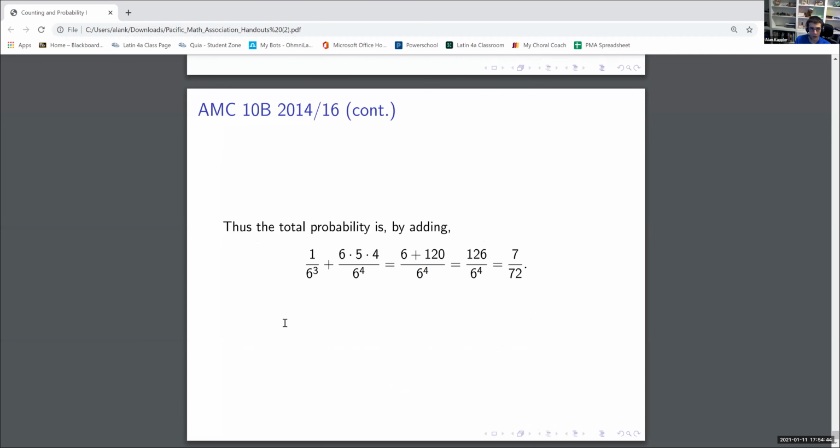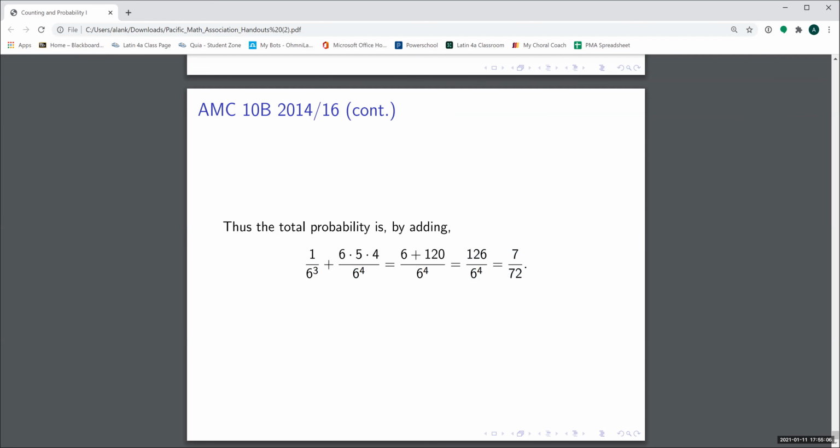So we therefore get a total probability of 1 in 6 to the 3rd plus 6 times 5 times 4 over 6 to the 4th. That's going to be 126 over 6 to the 4th, or 7 over 72. And that's our answer.